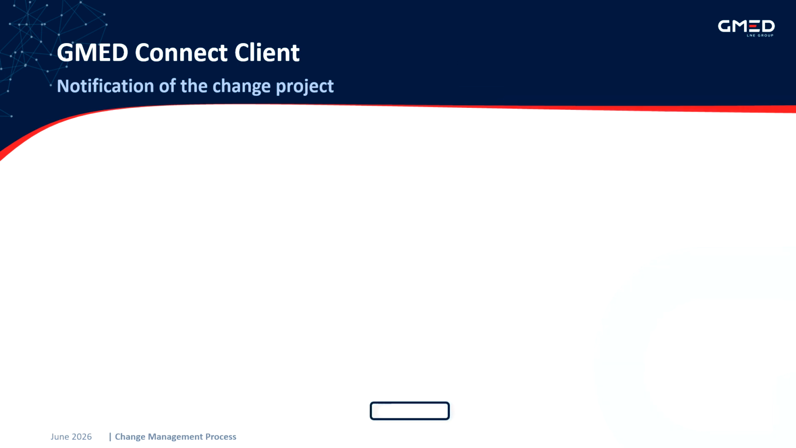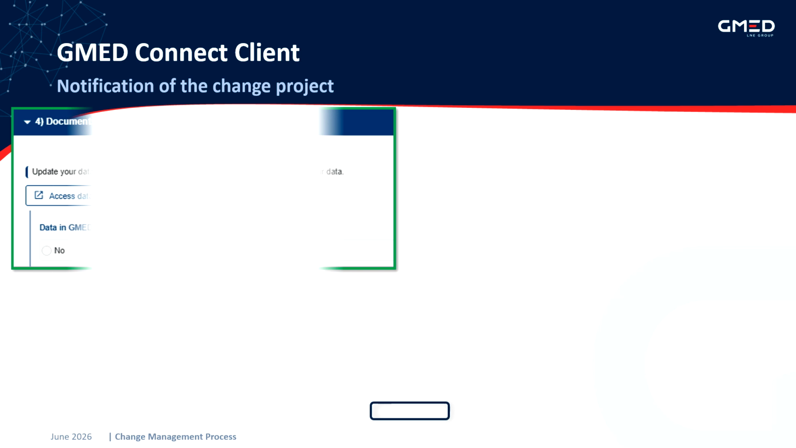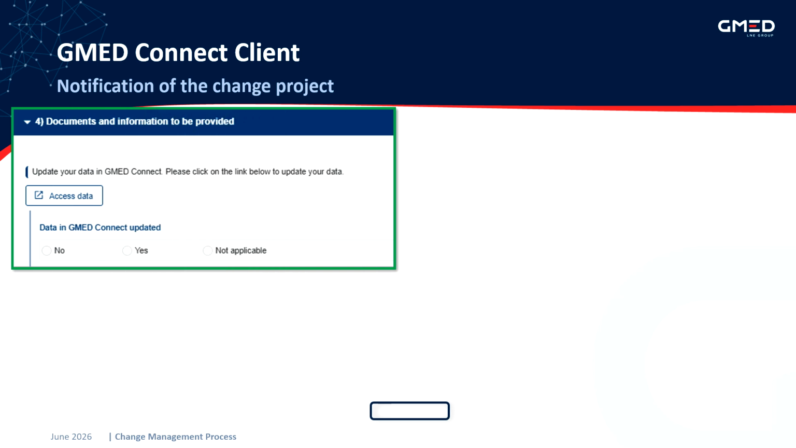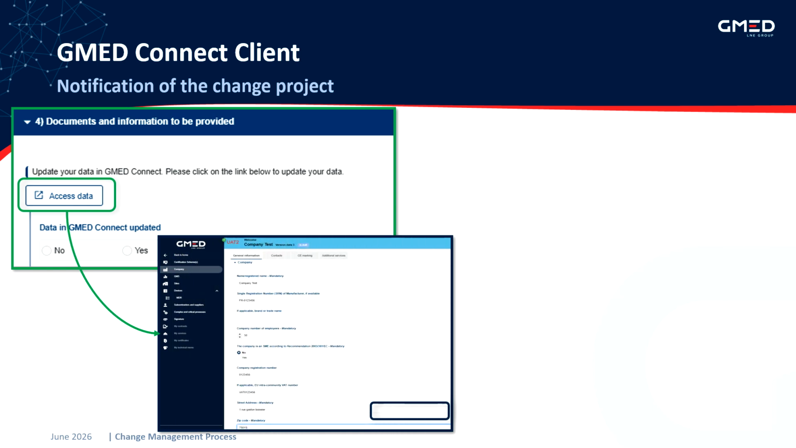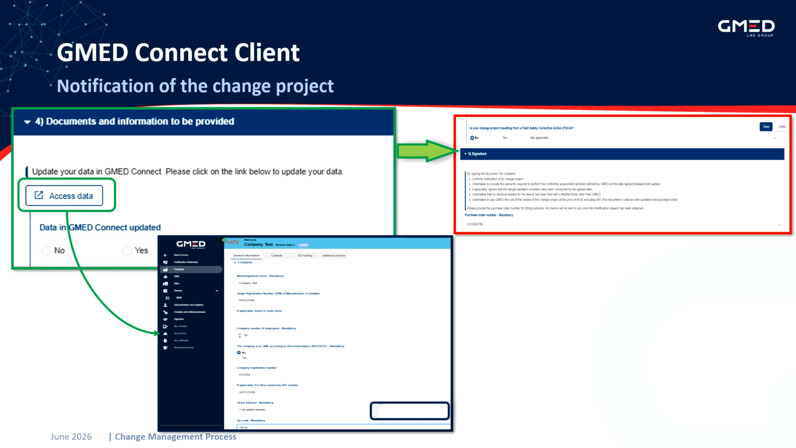Some change projects may require updating the data in GMED Connect Client, for example, when adding devices to the certified product range or adding a new site. When a data update is required, you can access the data to be modified directly from Section 4 of the notification form by clicking the Access Data button. A new window opens, from which you can view and update the data in GMED Connect Client while continuing to fill out the notification form. Once the notification form is completed, and if necessary, the data in GMED Connect Client is updated, the company clicks Save to save its entries.